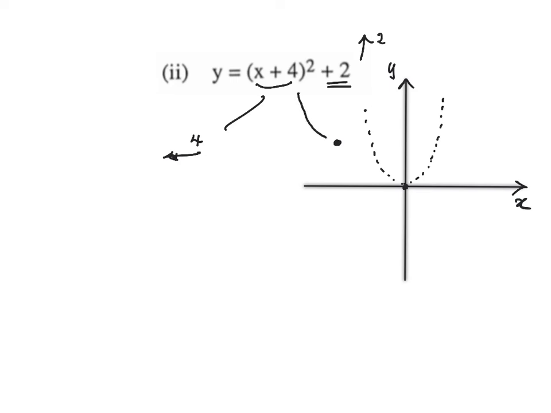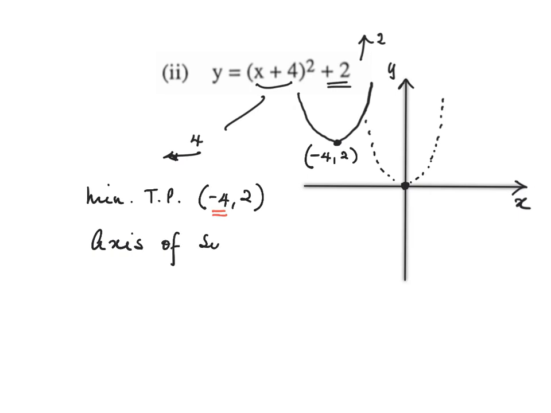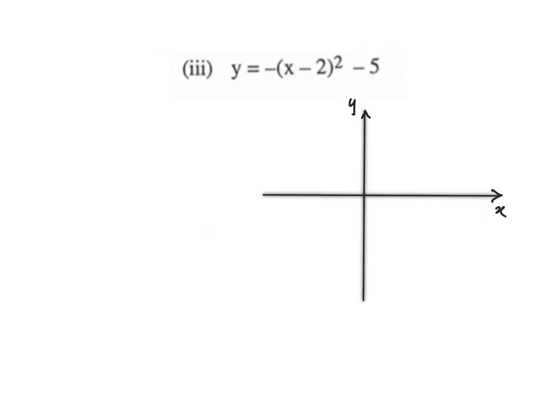And I can draw in a full curve, full line. This is the point minus 4, 2. The graph was originally at 0, 0, and it's been moved 4 spaces left and 2 spaces up. So it's a minimum, and the turning point is at minus 4, 2. The axis of symmetry is just this value here. X equals minus 4.